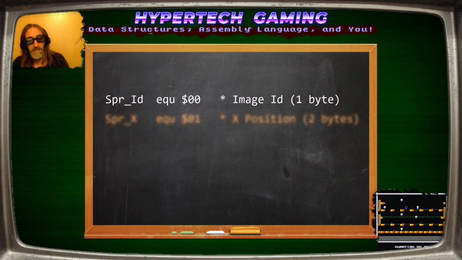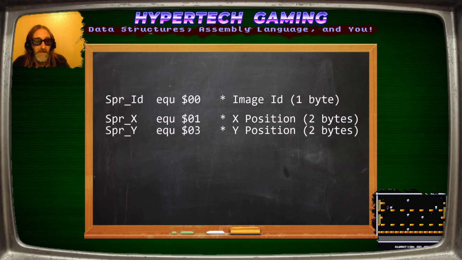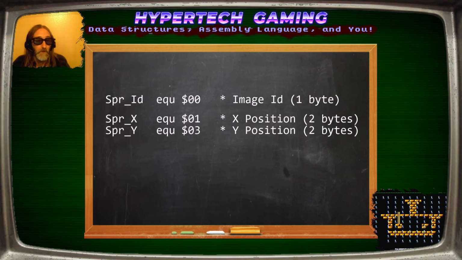So now the next member, the X position, is right after the image identifier, which is only a byte. So it starts at offset 1. A byte is only 1 byte long, so that's how it is. Now the next member is the Y position, but remember the positions are 16-bit values and take up 2 bytes each. So the offset of the Y position is actually 3. 1 plus 2 equals 3.